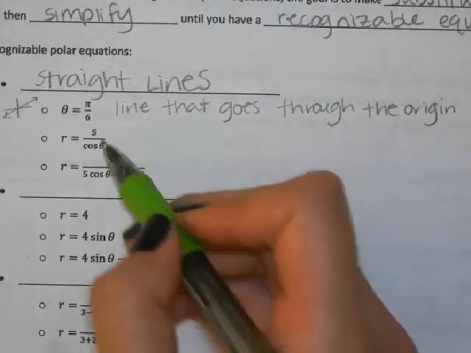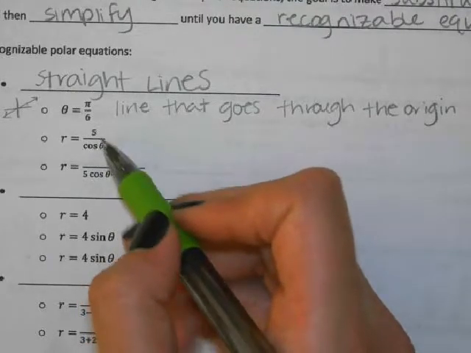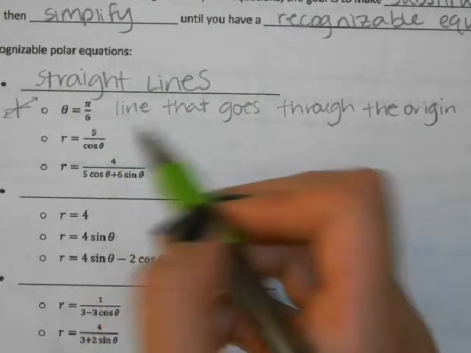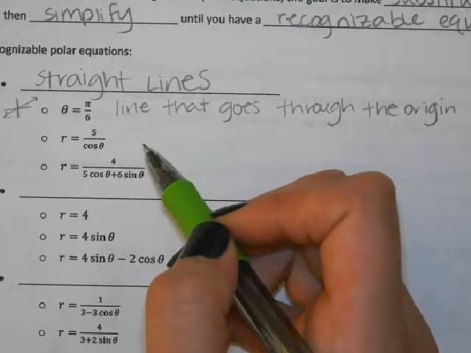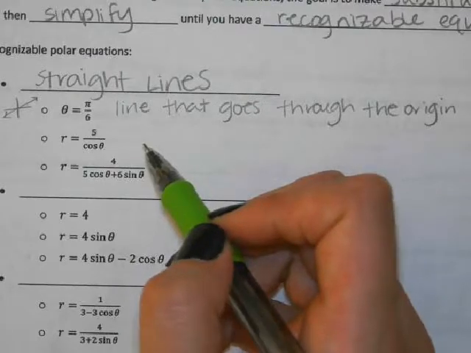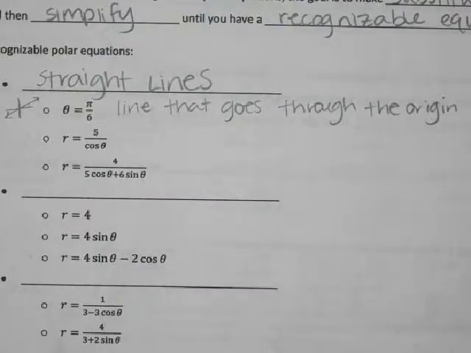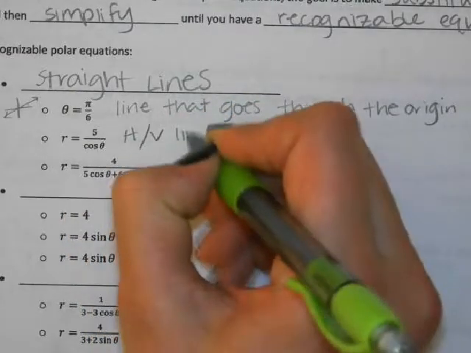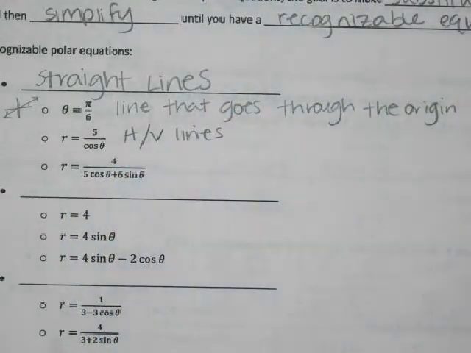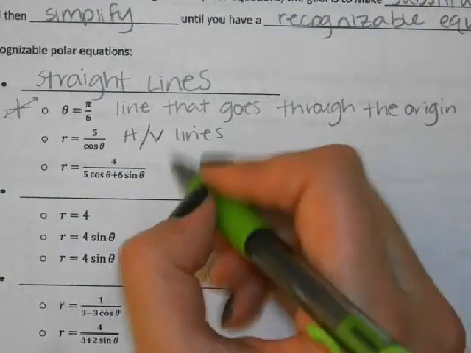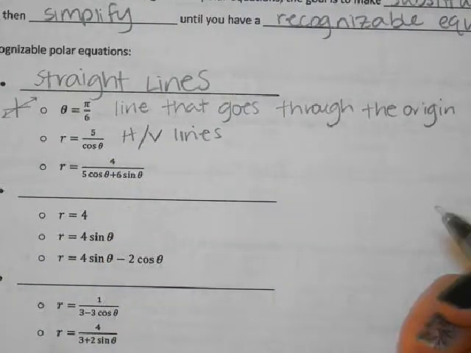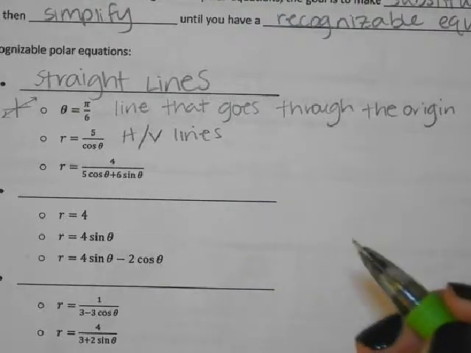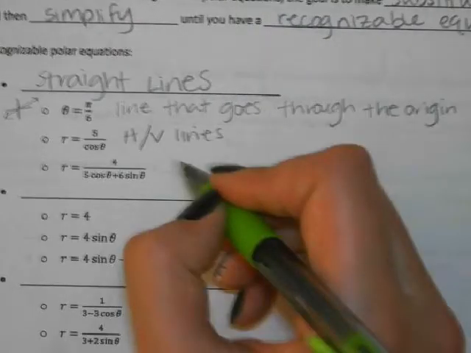Okay, so it could be 5 over cos theta, 5 over sine theta, or instead of writing 5 over cos theta, they could just write 5 secant theta. That would still be a vertical line because you're just using the alternate trig function. Okay, so these are horizontal and vertical lines. And then this last one is still straight lines. It doesn't go through the origin. It's not perfectly vertical or perfectly horizontal. It would have some other y-intercept and x-intercept. So these are just regular lines.